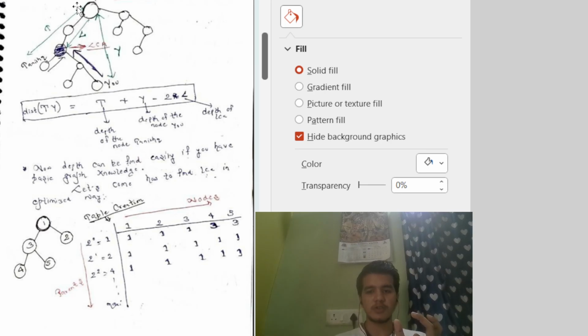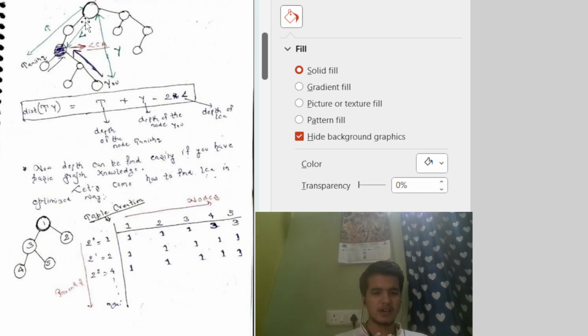Why minus 2 into L? Because this distance has been covered two times. When we add T and Y, it is counted two times, so when we subtract it two times, we get this distance TY, that is the distance between T and U. This distance T can be found as the depth of the node T. Similarly, Y can be found as the depth of the node U, and L can be found as the depth of that node from the root.